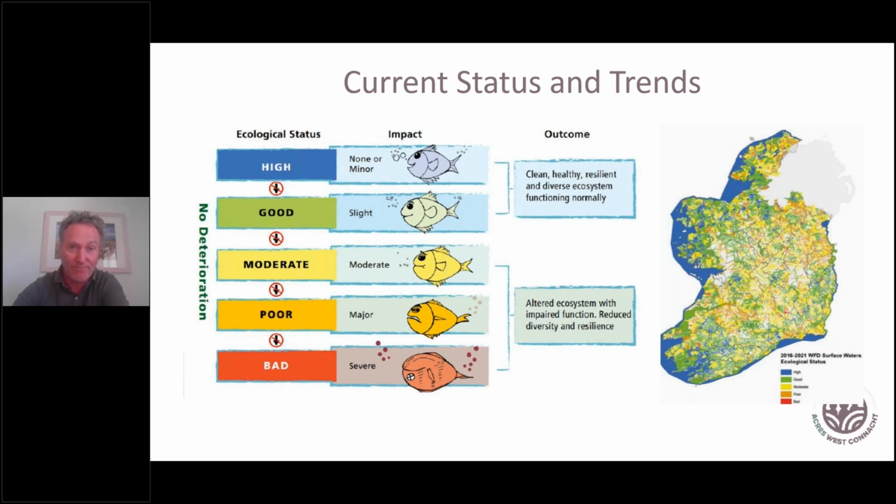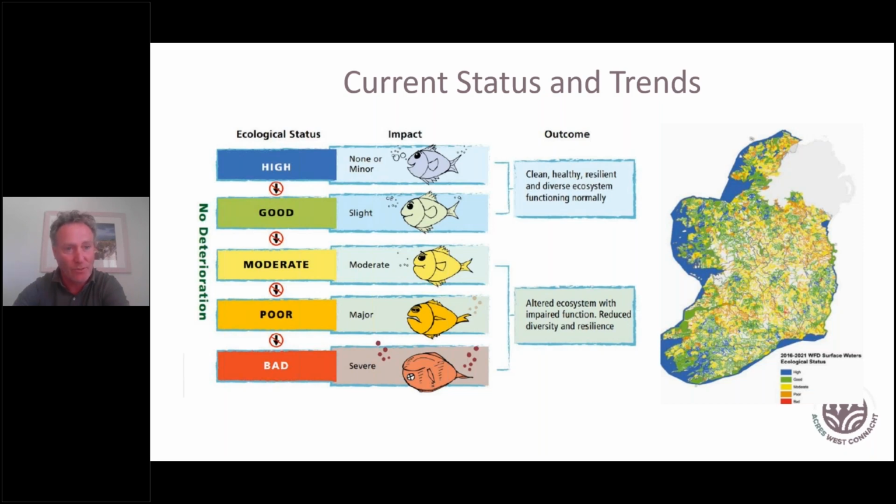this is the central part of the Water Framework Directive. All water bodies, lakes, rivers, streams and groundwater bodies, are assigned an ecological status, everything from high down to bad. The illustration here gives you an idea: there's this happy fish in the high status water body where you have clean, healthy, resilient, diverse ecosystems, and they're functioning normally.